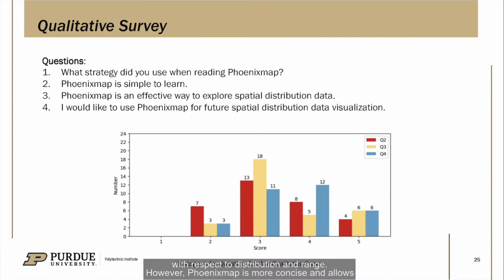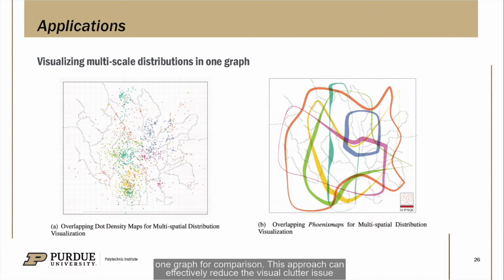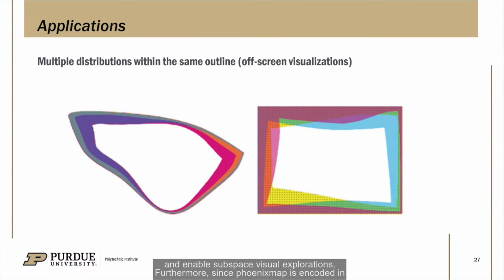However, Phoenix map is more concise and allows the user to develop a design by overlapping multiple maps together. Taking the advantages of a Phoenix map, the users can visualize multi-scale distributions with one graph for comparison. This approach can effectively reduce the visual clutter issue and enable subset visual explorations. Furthermore, since the Phoenix map is encoded in a basic consensus form, users can have more flexibilities to customize the color and pattern combinations when comparing multiple distributions in multiple Phoenix maps. This could potentially serve off-screen visualization when the aim is for completing the off-bound comparison tasks.